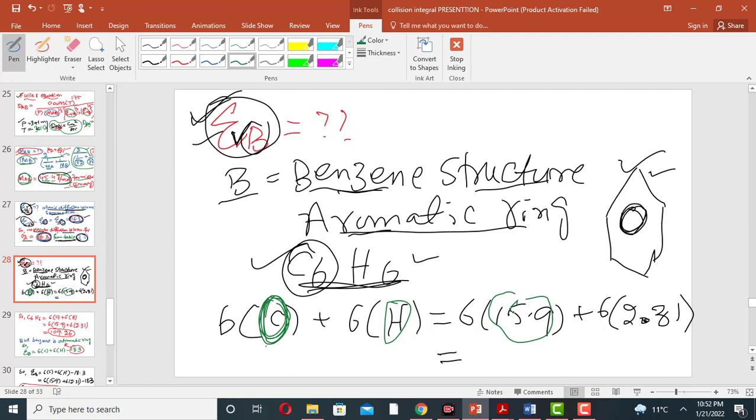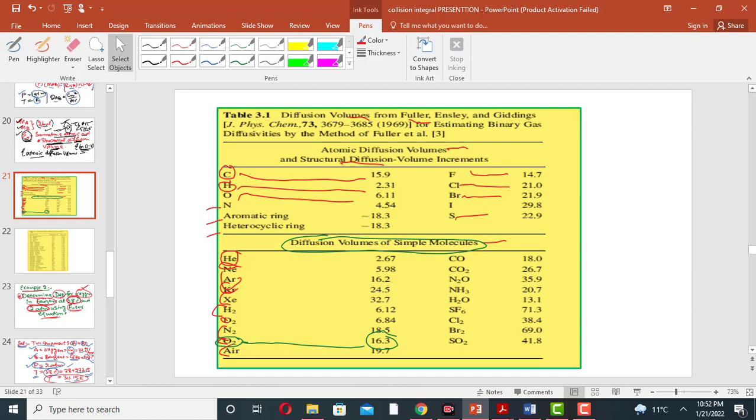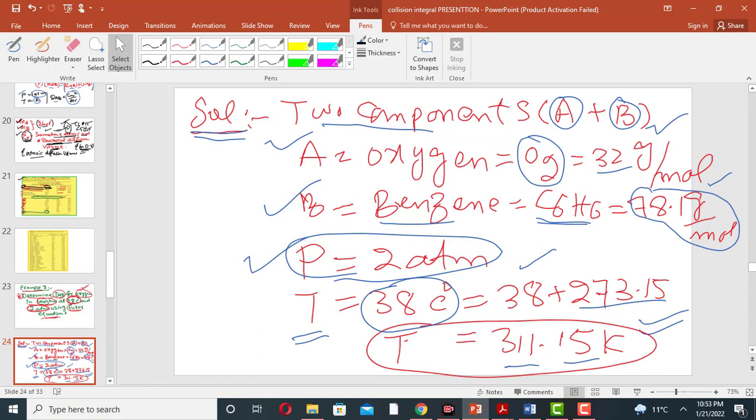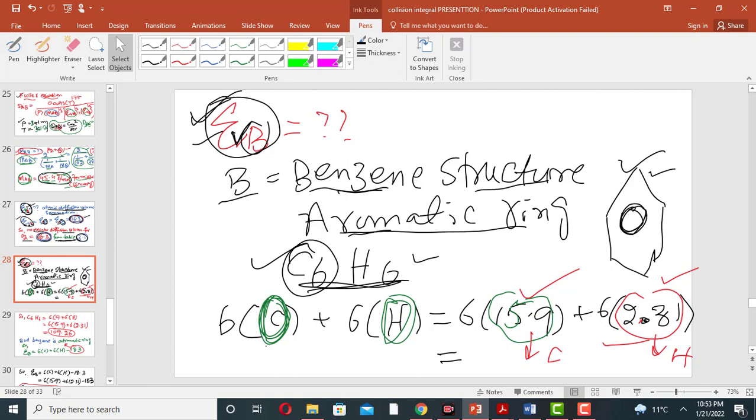The atomic diffusion volume for carbon is 15.9, and the atomic diffusion volume for hydrogen atom is 2.31. The atomic diffusion volume for carbon and hydrogen we can obtain from the above table. So for carbon, atomic diffusion volume is 15.9, for hydrogen it is 2.31. So from table 3.1 we can determine the atomic diffusion volume for the carbon and hydrogen. We obtained 15.9 and 2.31 from the table, so we add these two values to get the result.